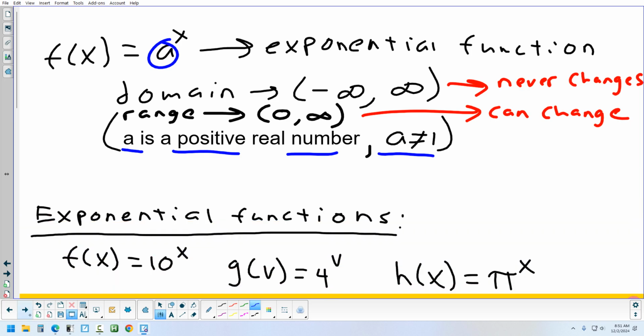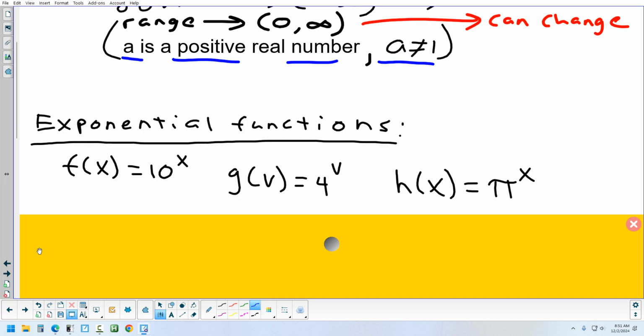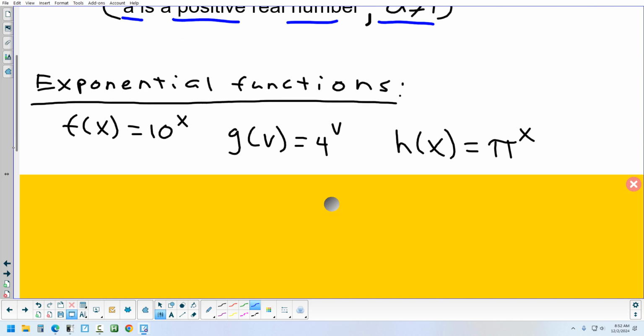So these are all examples of exponential functions. So the two things you want to look for: do you have a base that's positive and not 1? And do you have a letter in the exponent? All of those meet that criteria. So those would all be exponential.